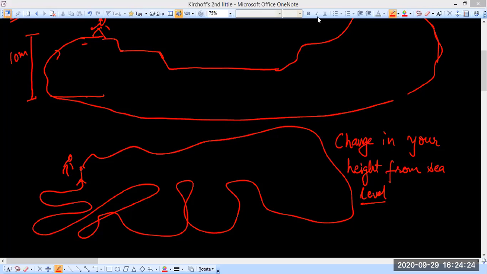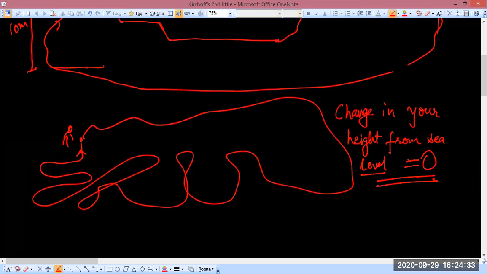If I go around to 5 places and come back, when we come back to that place, it will be the same. Change in height from sea level will be 0. Agreed? Yes, height is same as initial and change in height will be 0. Okay, so change in height is 0, right?